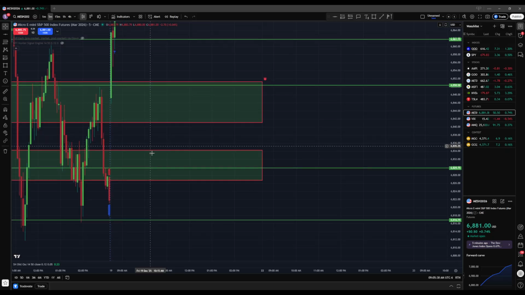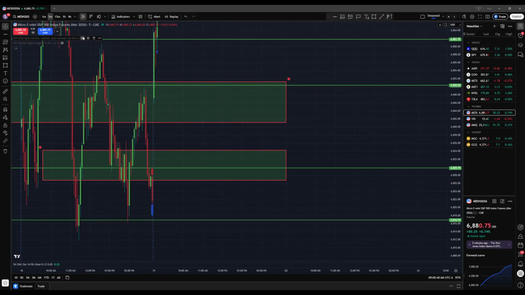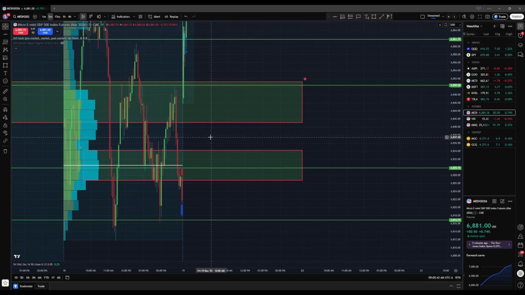So let me turn on this. So you can see yesterday, this was actually the value area from yesterday's session, the market hour session only, and price opened well above here. So in that situation, it's like, all right, well, crap, what do I do? What if price never comes back down here and visits this area?